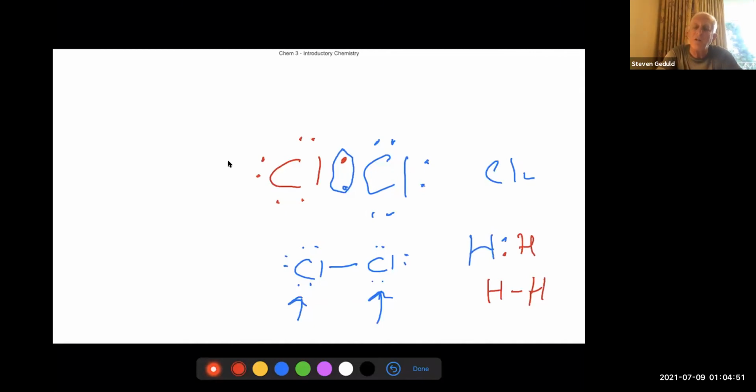So whenever we're drawing these Lewis structures, hydrogen is a terminal element. Once you put a hydrogen, you stop. You can only add 1 bond to a hydrogen. It can't take anything else because there's no more room for it. It has no more orbitals around it.